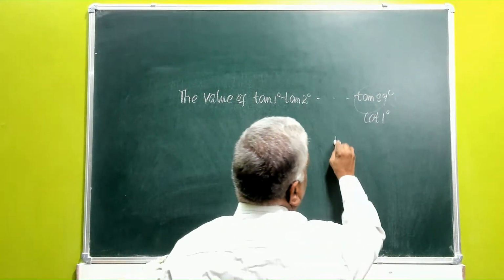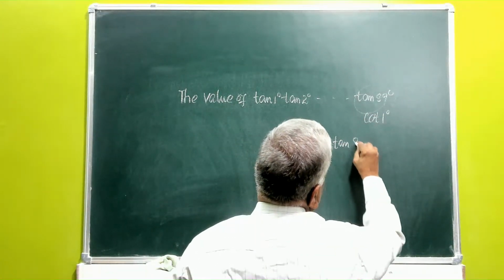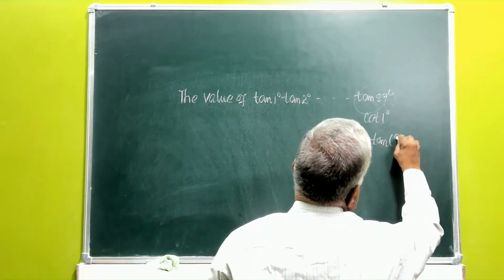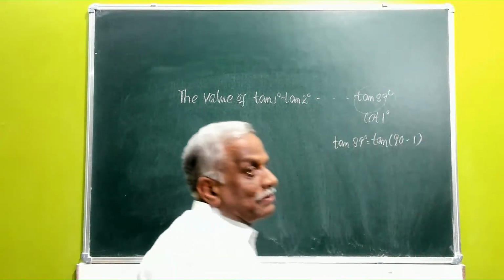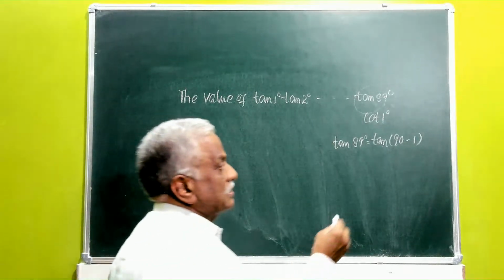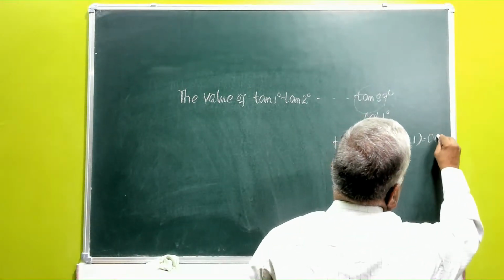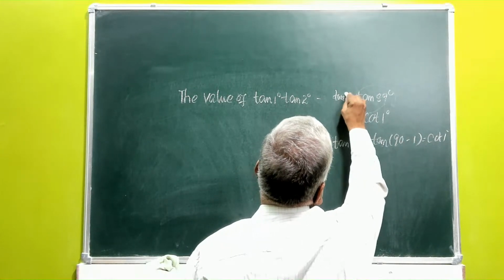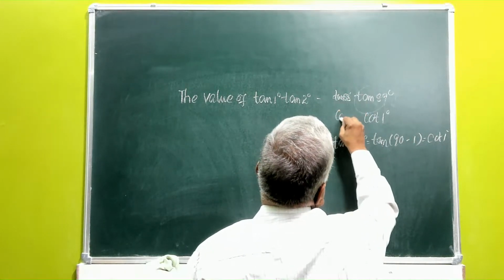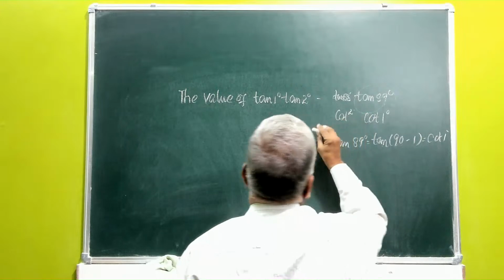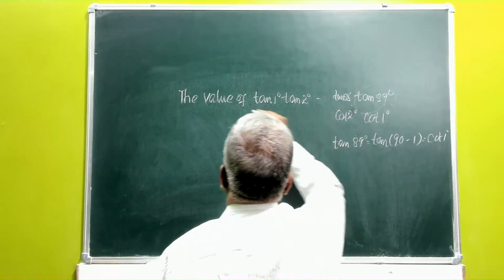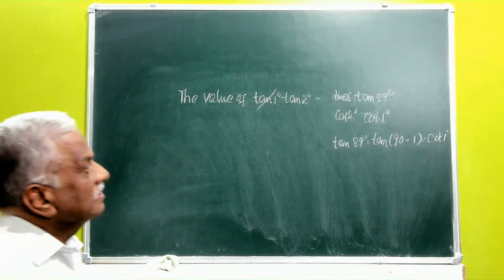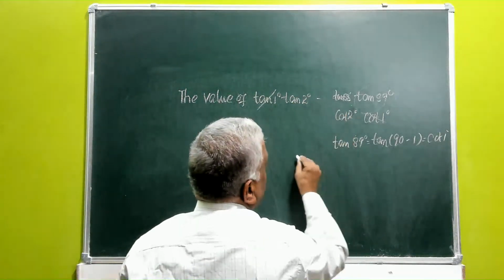Because you can write tan 89 degrees, right angle is very, very important, as 90 minus 1. 90 minus 1 is an odd multiple, so tan has to change. It will become cot 1 degree. So here you will have tan 88 degrees, that will be equal to cot 2 degrees. So tan 1 degree and cot 1 degree, the reciprocal functions, you will cancel. Similarly, everything cancels, you can cancel, and you get 1.